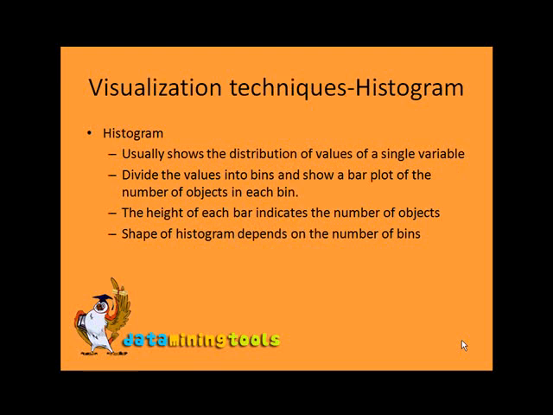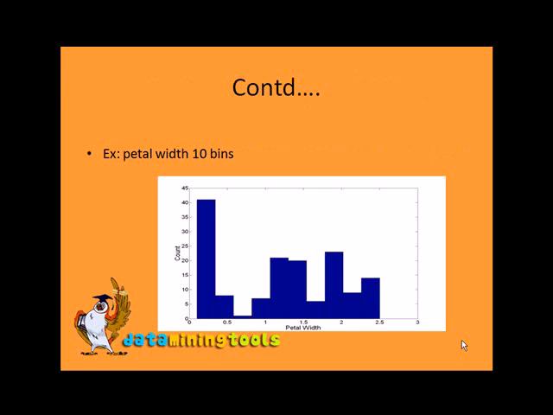Let's understand the histogram, which is a visualization technique. It usually shows the distribution of values of a single variable, divides the values into bins, and shows a bar plot of the number of objects in each bin. Here the height of each bar indicates the number of objects, and the shape of the histogram depends on the number of bins. Take a look at this example of a histogram on petal width with 10 bins.